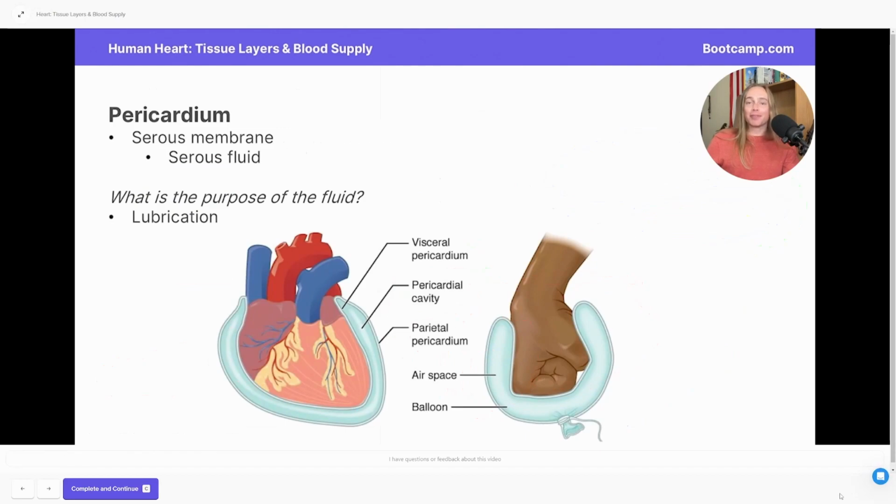Great, so as we've said before, the pericardium can be thought of as a sac that ends up holding the heart in place. In addition to this then, the serous fluid is going to act as a lubricant that helps reduce the amount of friction the heart's going to experience as it beats.